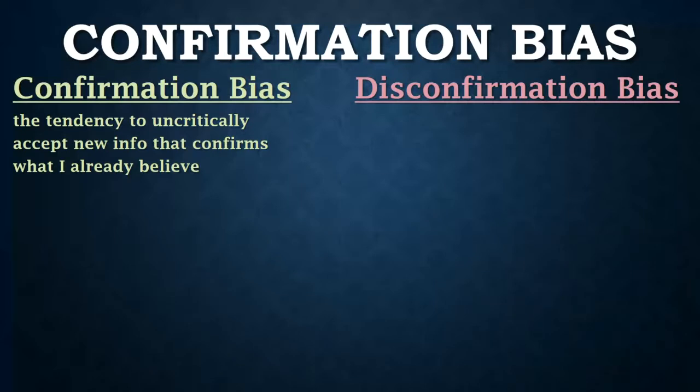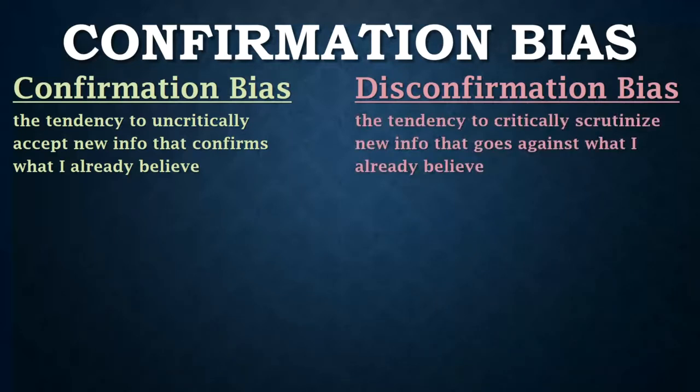On the disconfirmation side of things, we wind up being totally critical and extending a huge amount of scrutiny towards new info that goes against what we already believe. So this is the classic asymmetry. When we're faced with new evidence that goes with what we already believe, we're uncritical. When we're faced with evidence that tries to disprove what we already believe, that's where we get critical. That's where we look for reasons to reject it. This asymmetry from a logical perspective is a problem.